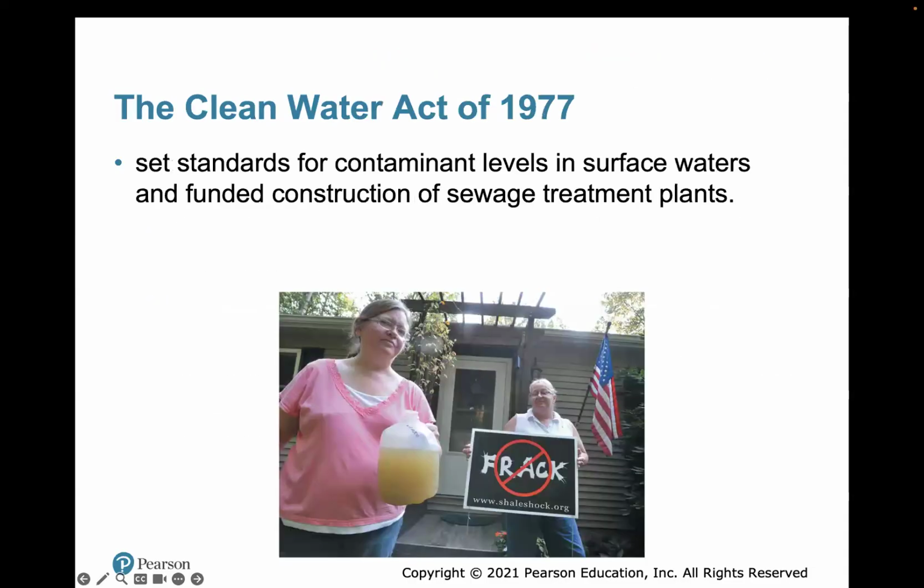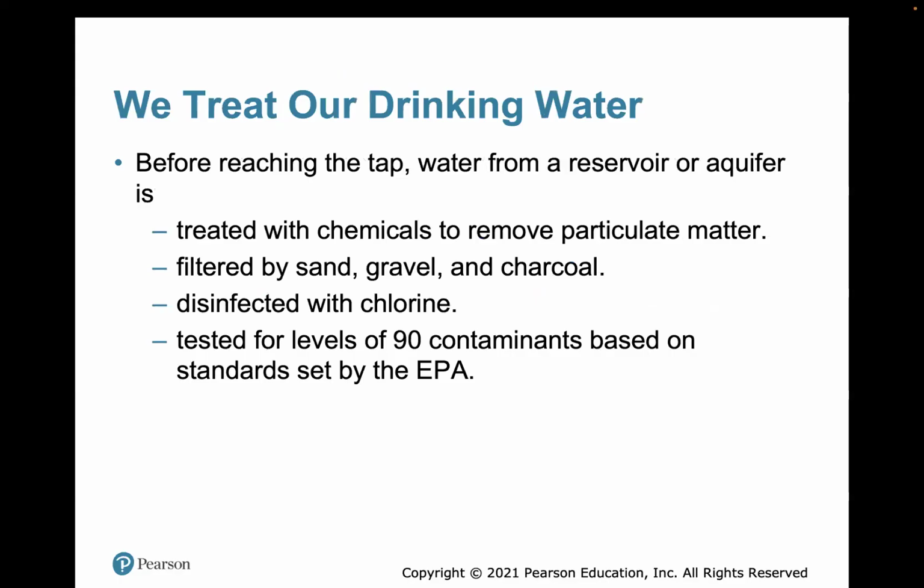The Clean Water Act of 1977 set standards for contaminant levels in surface waters and funded the construction of sewage treatment plants. So we treat our drinking water. Before reaching the tap, water from the reservoir or aquifer is treated with chemicals to remove any particulate matter, filtered by sand, gravel, and charcoal, disinfected with chlorine, and tested for levels of 90 contaminants based on the standard set by the EPA.